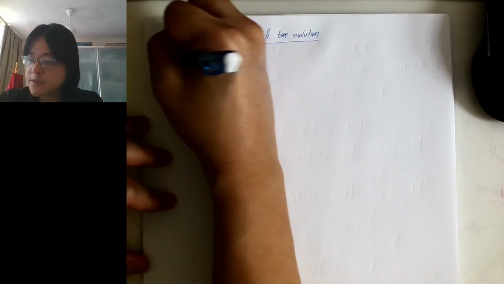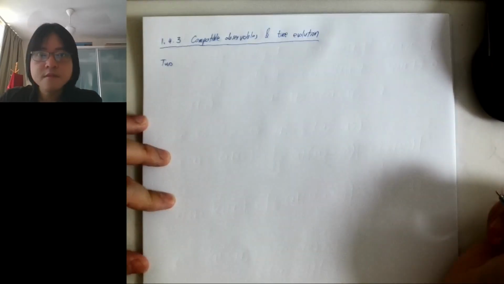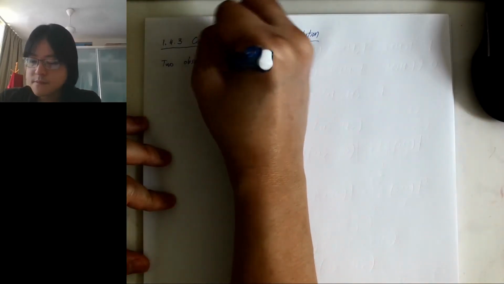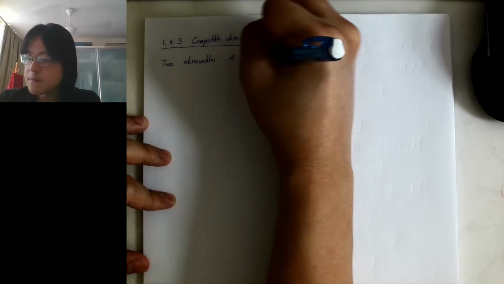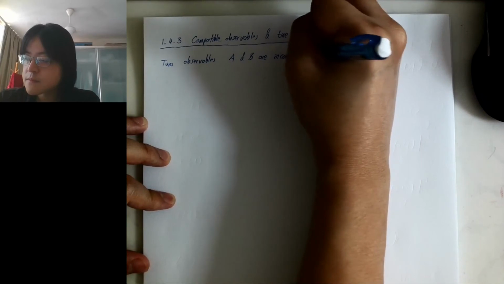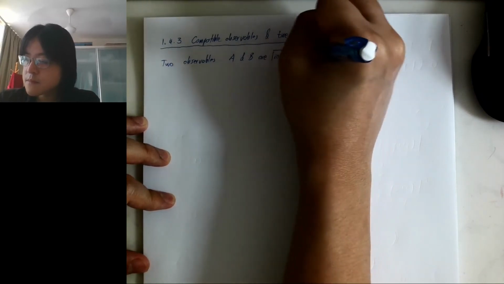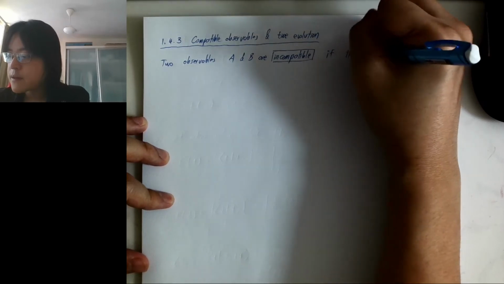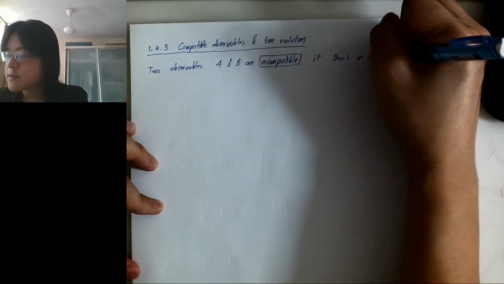Two observables A and B are incompatible, so not compatible, if there's an uncertainty principle between them.